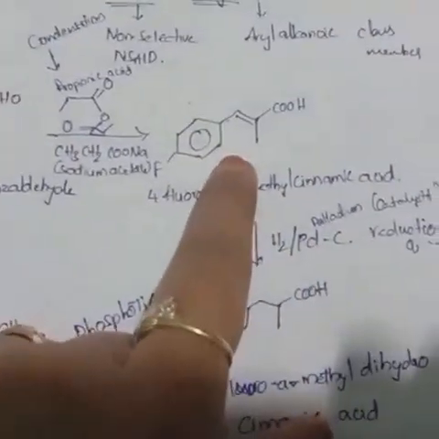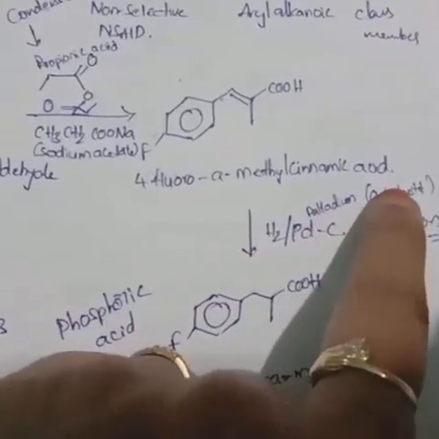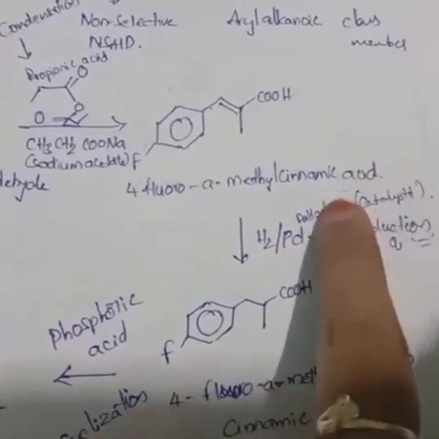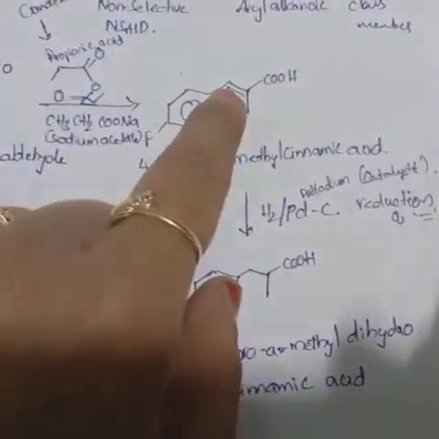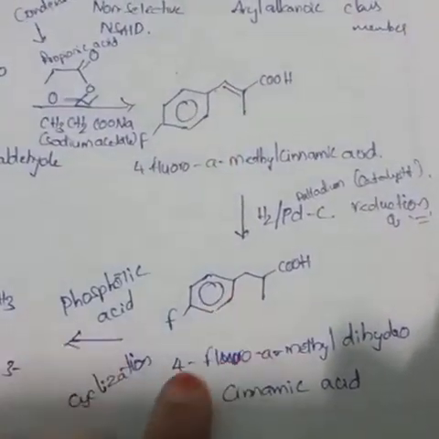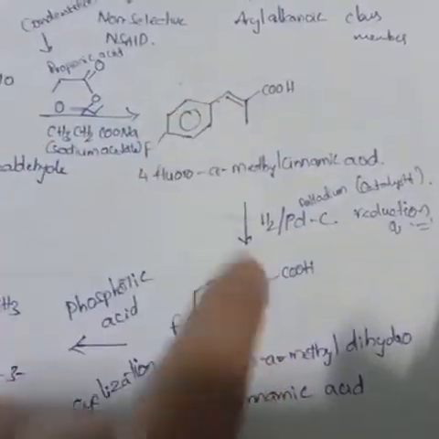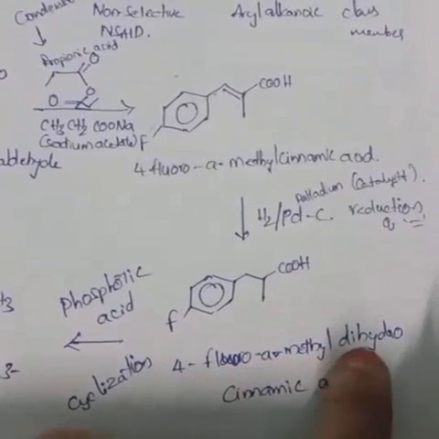This intermediate undergoes reduction in the presence of palladium on carbon as a catalyst. And it is going to give another intermediate which does not have unsaturation. See here, reduction has happened, right? Hydrogen is added, right? So this we have formed: 4-fluoro-alpha-methyl dihydrocinnamic acid we have got.